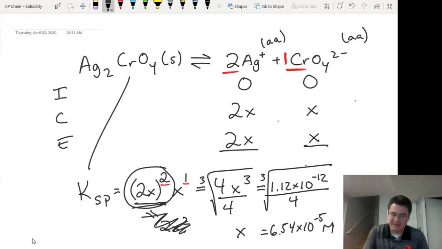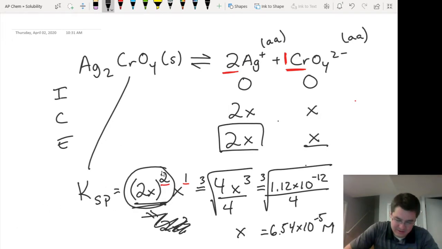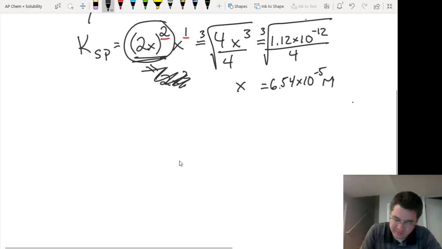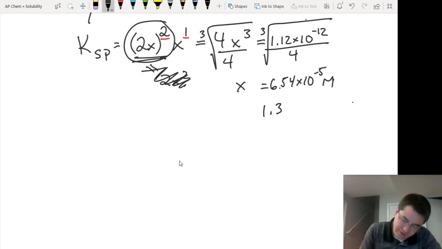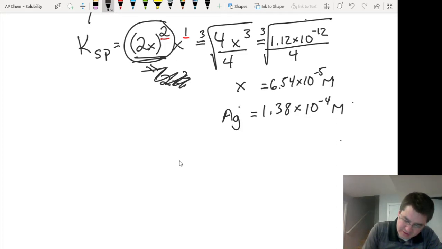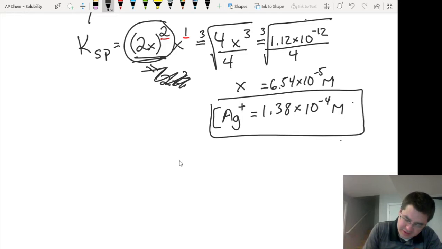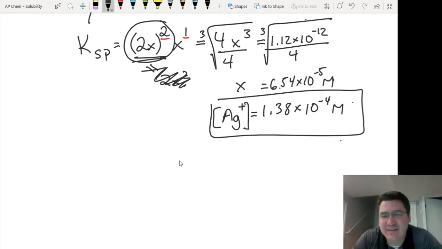So then how do I get this concentration here? It's 2x, so you have to double it. You just take that and multiply by 2, which is 1.38 times 10 to the minus 4 molar, equals the Ag concentration. And concentration, you'll see it in your book more and more, in square brackets again. If you see that on the AP test, it means what's the molarity.